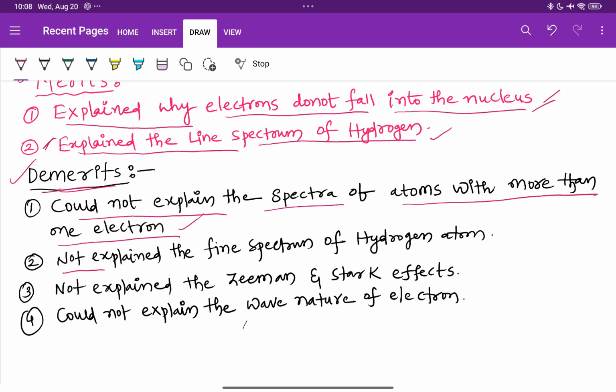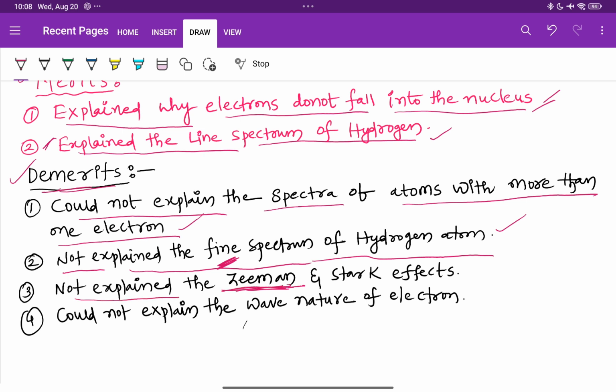And second point, it did not explain the fine spectrum of hydrogen atom. The fine spectrum of hydrogen atom is nothing but, when you keep the hydrogen spectrum in a magnetic field, it is going to break again into sharper lines. That effect is called Zeeman effect.